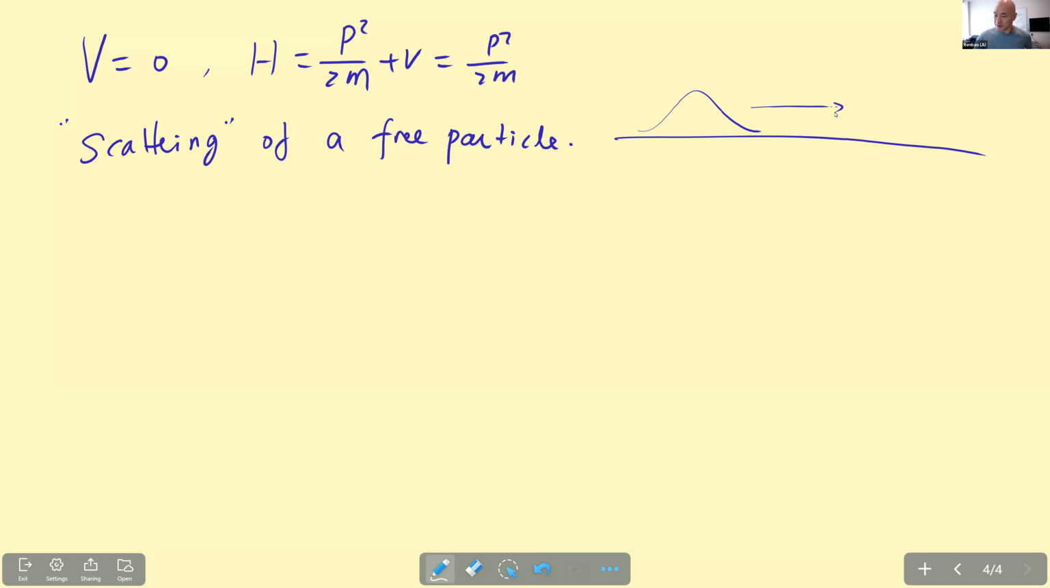Okay, so if we want to solve this problem, we just need H psi(x) equals E psi(x), right? And then the solution of this one has been obtained. There are two possible solutions, two special solutions.